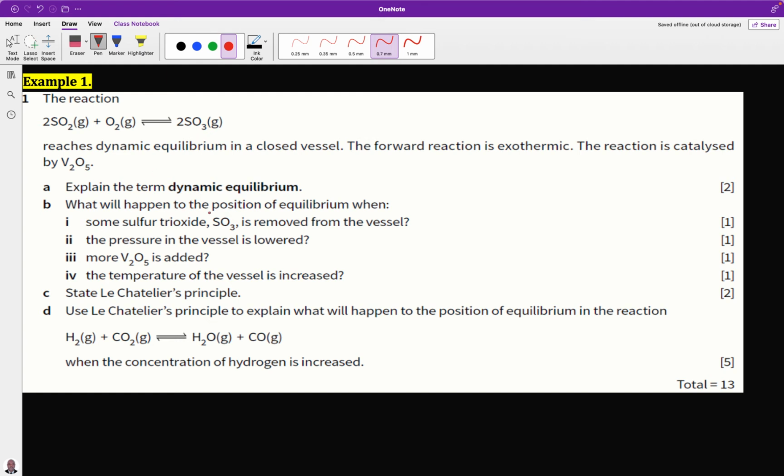Okay, what will happen to the position of the equilibrium when the pressure in the vessel is decreased or lowered? As I just explained, when the pressure is lowered, what happens to the position of the equilibrium? These are all gaseous molecules. There are three molecules here, two of sulfur dioxide plus one oxygen. That is 3 moles of reactant and 2 moles of the product.